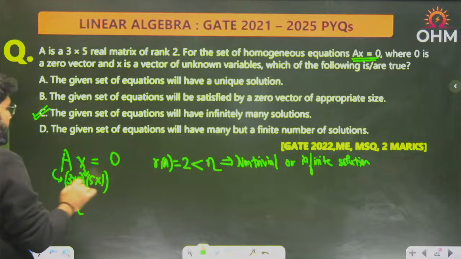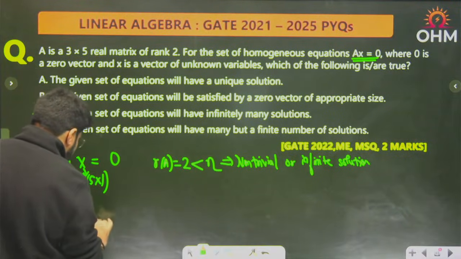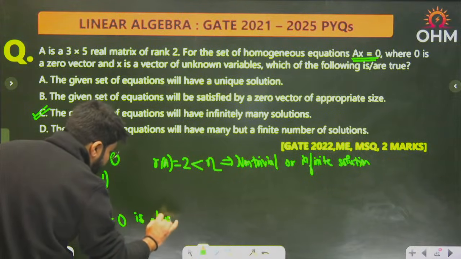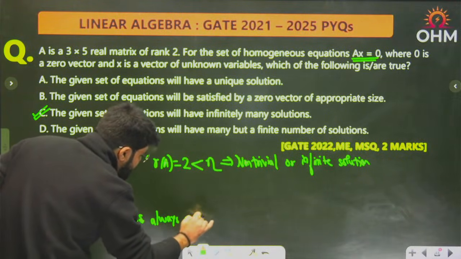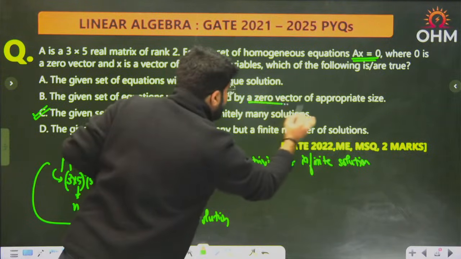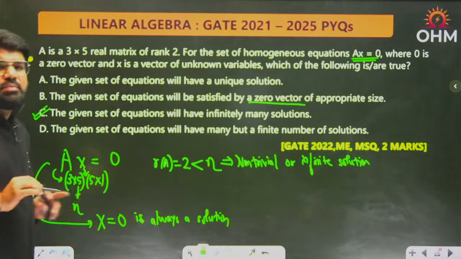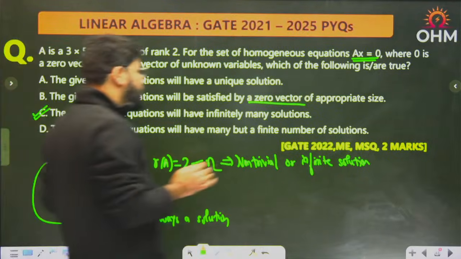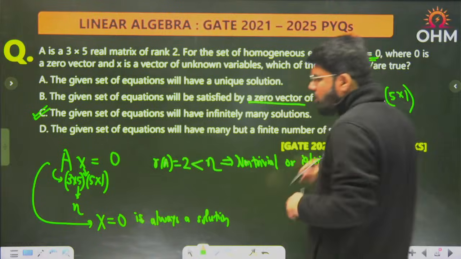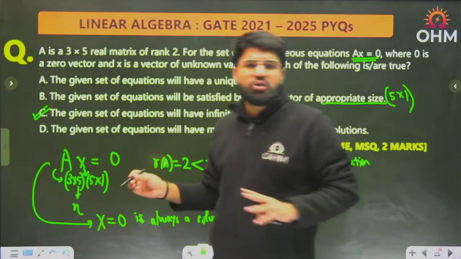The given set of equations will be satisfied by a zero vector of appropriate size. Now Ax equal to 0, homogeneous system of equations: x equal to 0 is always a solution, whether trivial or non-trivial, whatever it is. So it will be satisfied by a zero vector. Yes, it will always be satisfied by a zero vector of appropriate size. What appropriate size? That also I will tell you. That appropriate size is 5 cross 1, because that vector x will be 5 cross 1 in size.